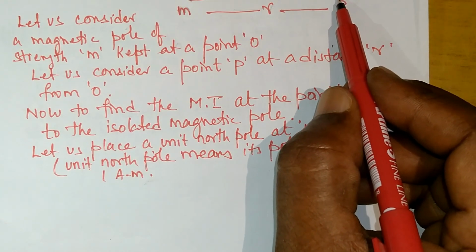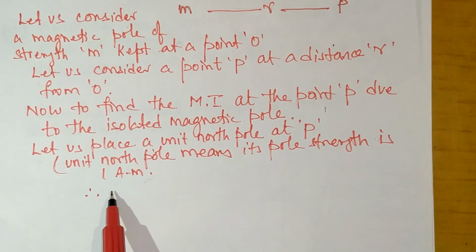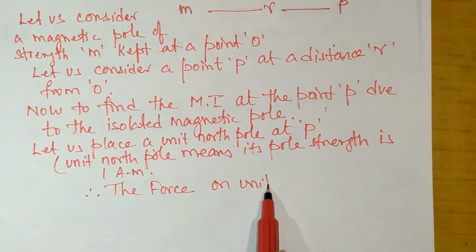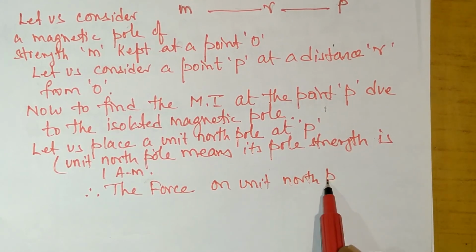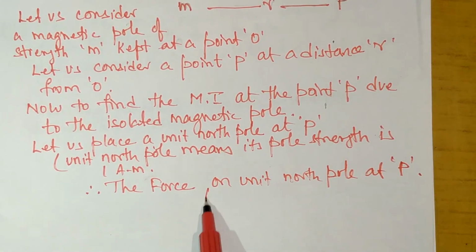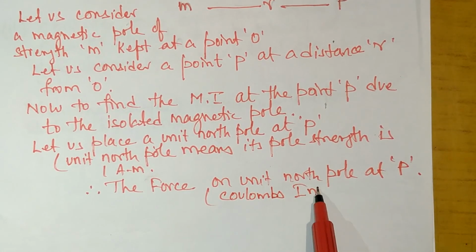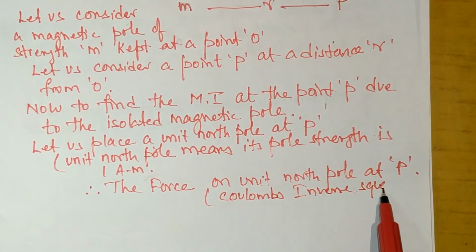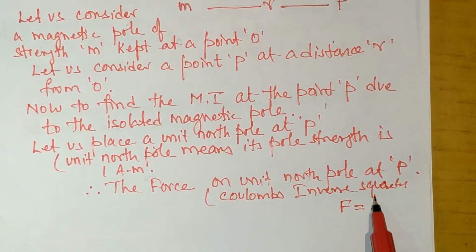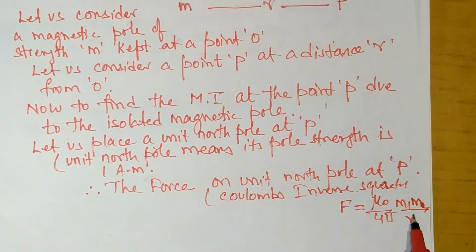Now, according to Coulomb's inverse square law, the force on the unit north pole at P can be written as what? Therefore, the force on the unit north pole at P, using Coulomb's inverse square law, what can I write? What does Coulomb's inverse square law tell us? F is equal to mu naught by 4 pi m1 m2 by r square.